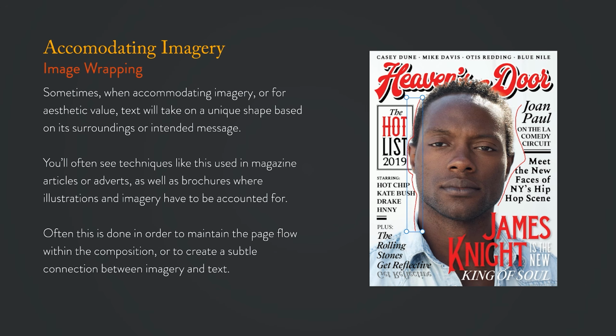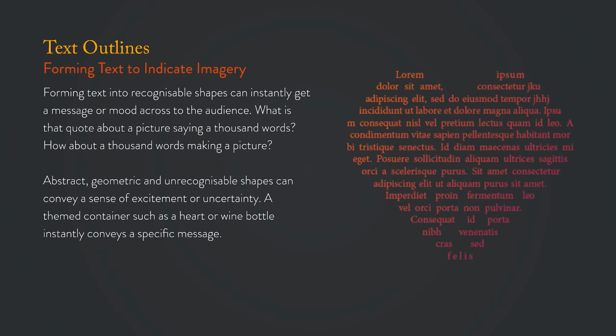Yeah, some things are important. You've got to fit the text around them. It's just the way it is. It also helps to create a subtle connection between imagery and text. Text outlines, then, are the art of forming text to indicate an image. So you form it into a recognizable pattern and it can instantly get a message or mood across to the audience. So there's that quote about a picture saying 1,000 words. Well, how about 1,000 words making a picture?